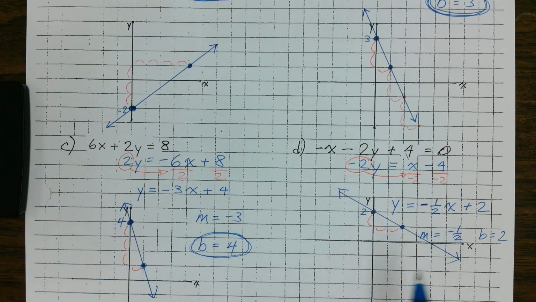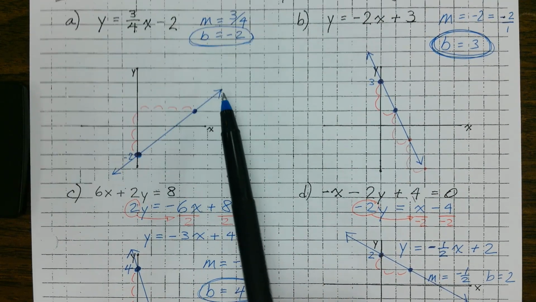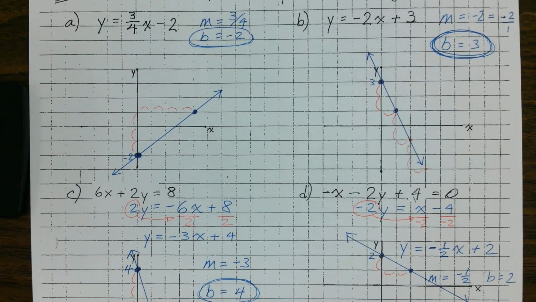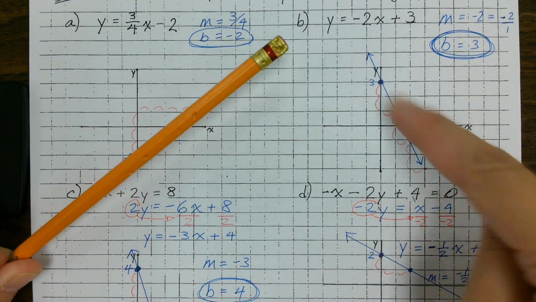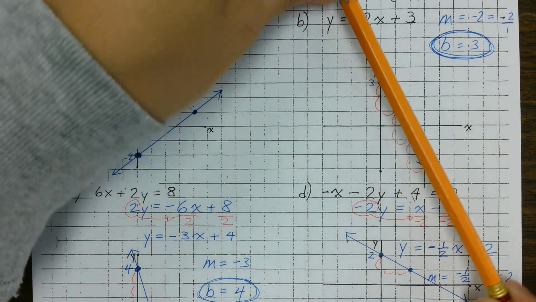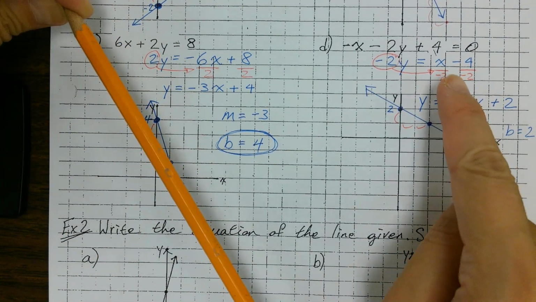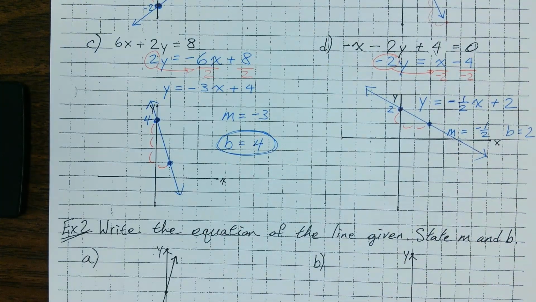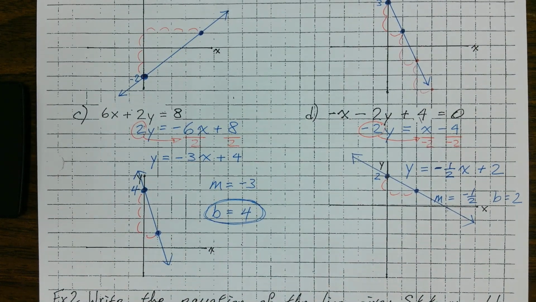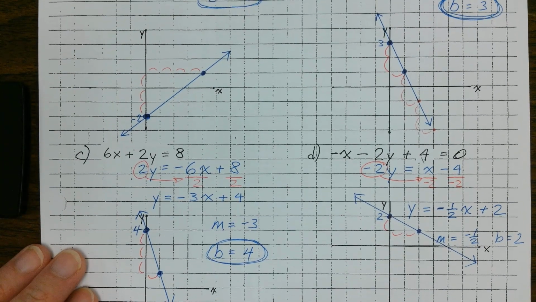Looking at these 4 right here, what's your slope here again? 3/4, which is a positive slope. So your line goes this way. This one, what's your slope here? -2, negative slope. So your line goes this way. This one, your slope is -3, so your line goes this way. And here, -1/2, so your line goes this way. Okay? So the direction of the line also helps you verify your answer so that you know if it's correct or not.